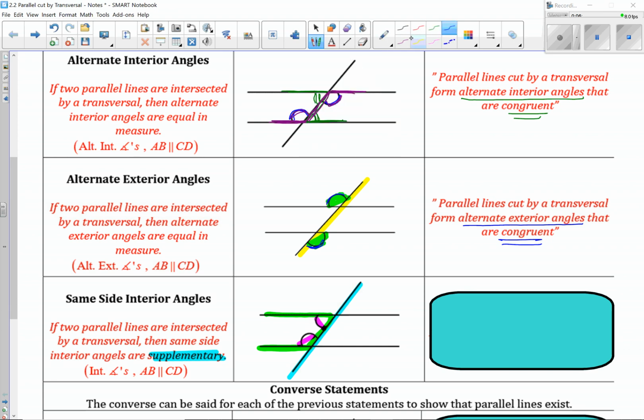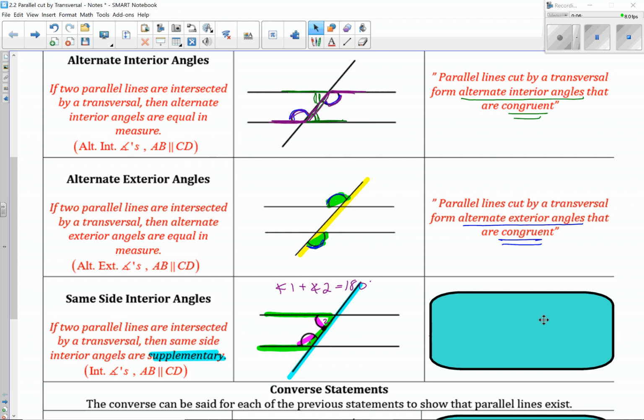But I do know for a fact that they are going to add to 180. So whatever this first angle and this second angle are, I'm just going to refer to it as angle 1 plus angle 2. We know no matter what, that would add to 180 degrees.